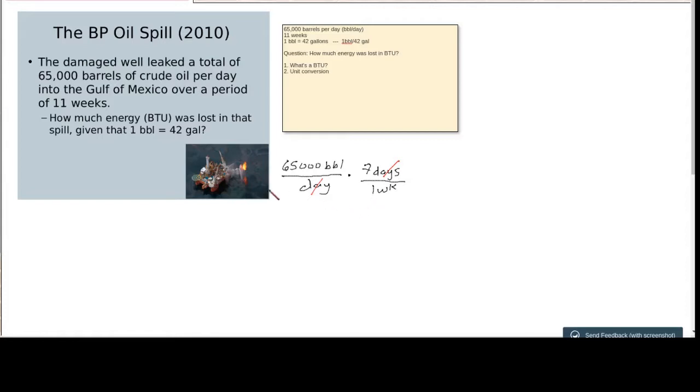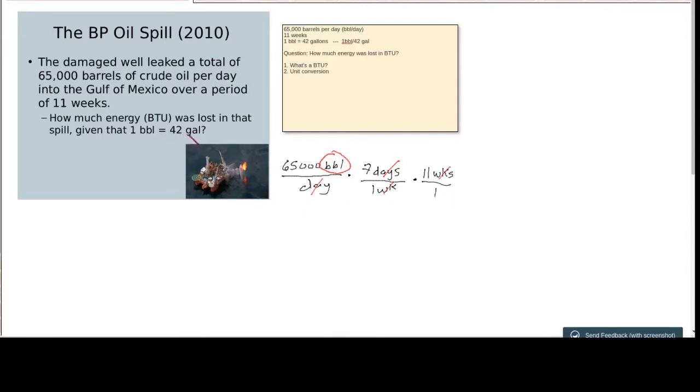Ha, that's cool. Well, that's not actually what I want, though. I want the number of barrels in 11 weeks. So now I want to multiply that by 11 weeks. And then notice that that's on the top. I'm going to put it over 1. It's just a regular fraction. And then cancel out the weeks. And what's left? I have the number of barrels. That would be the total number of barrels spilled in the accident.